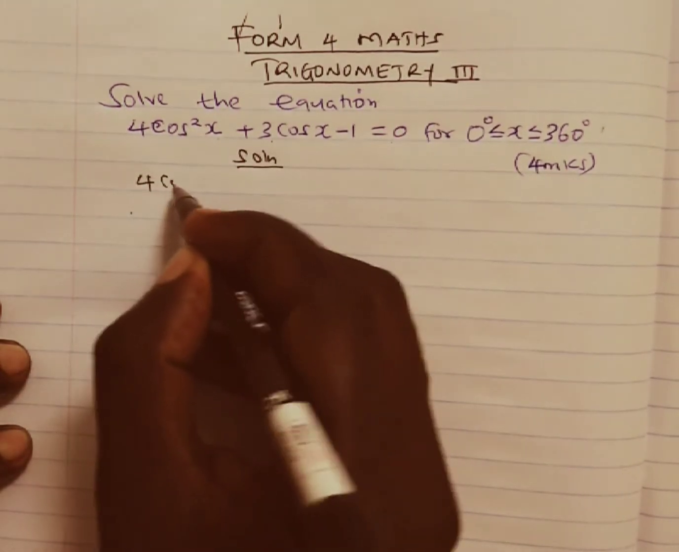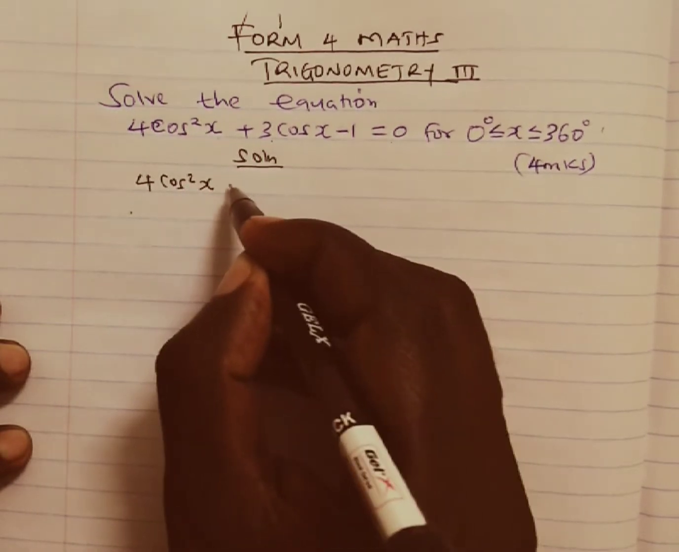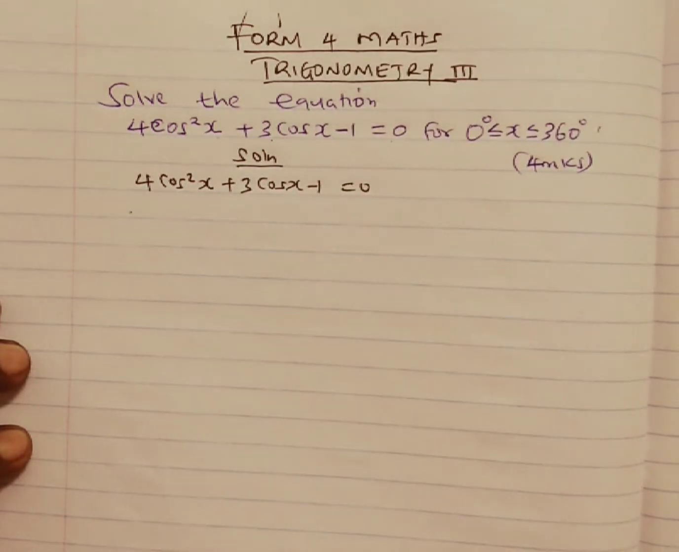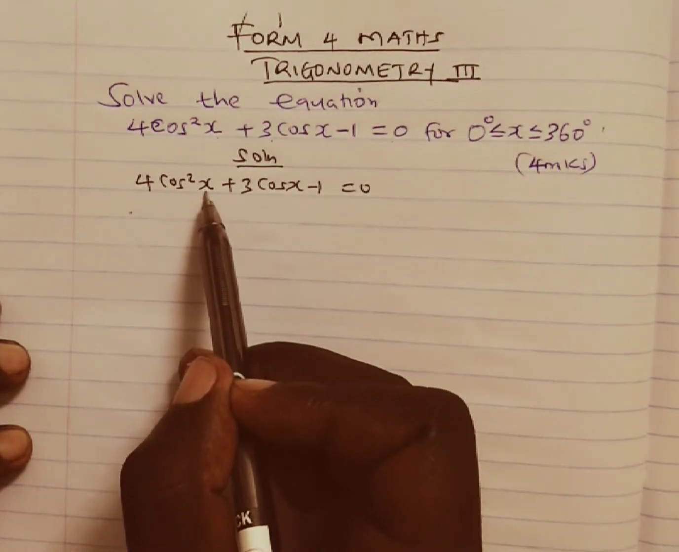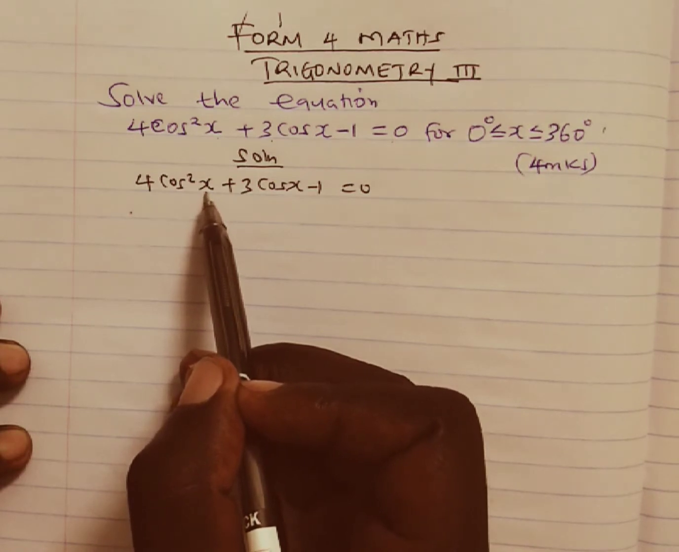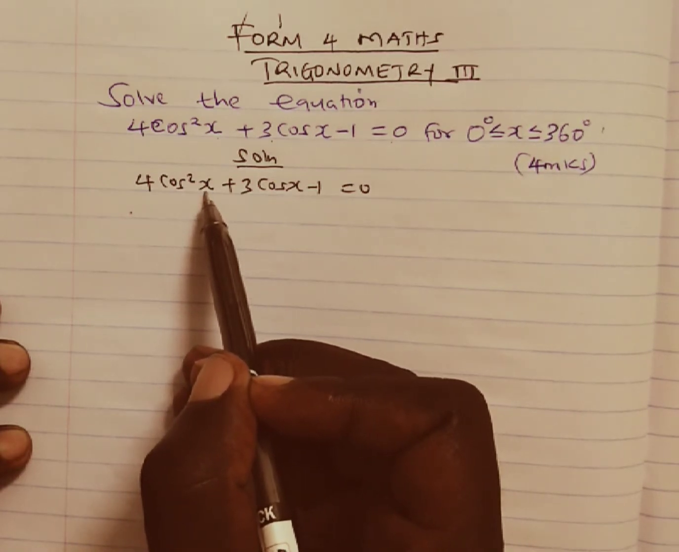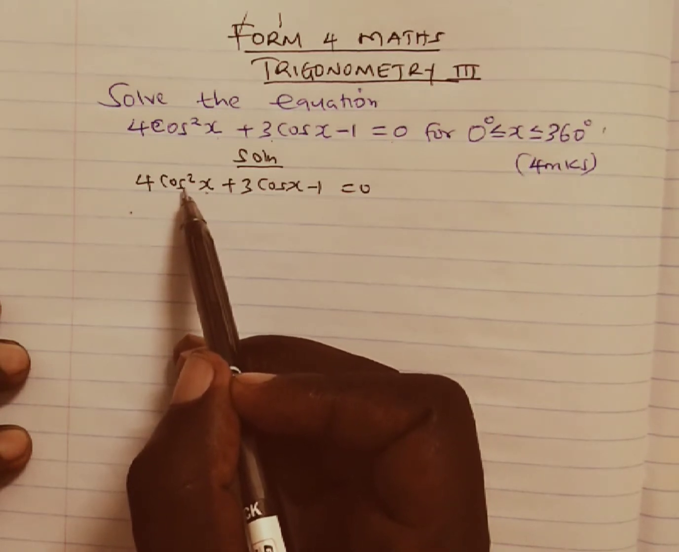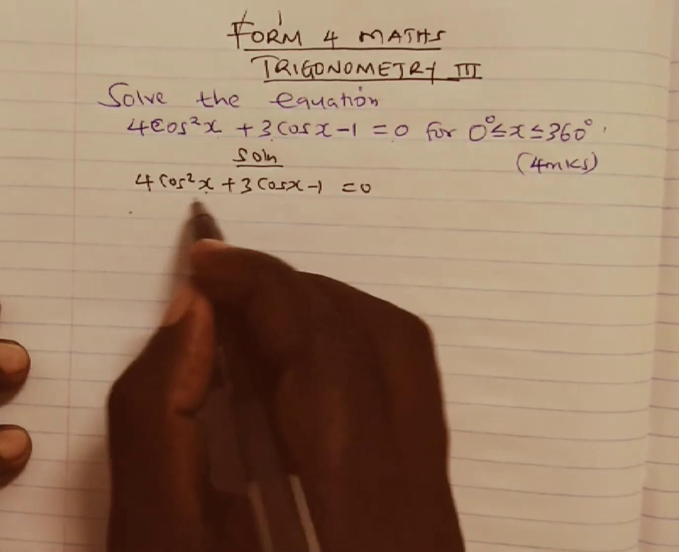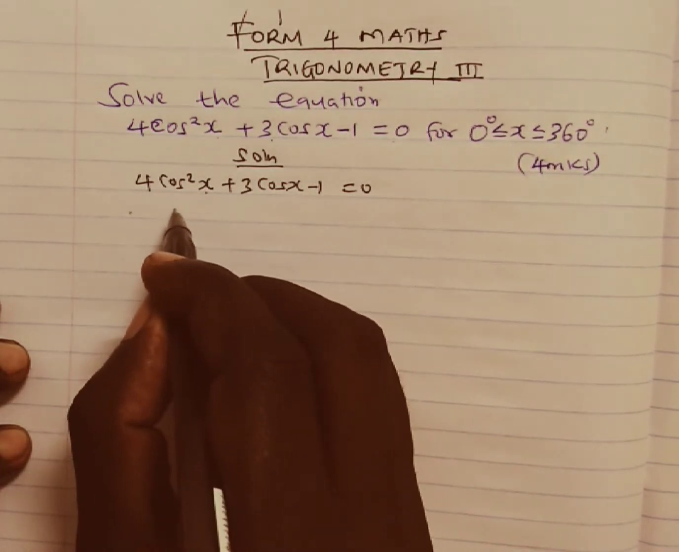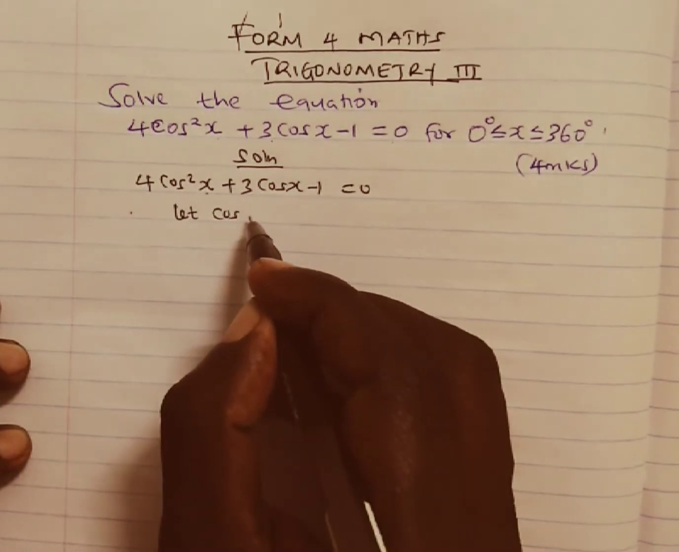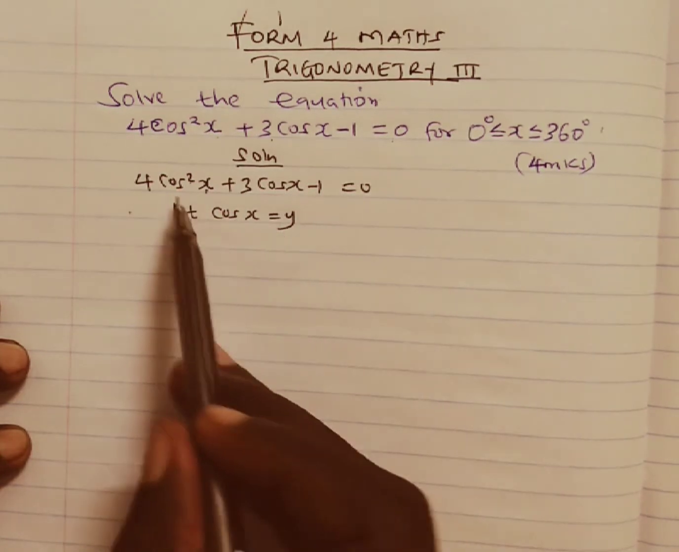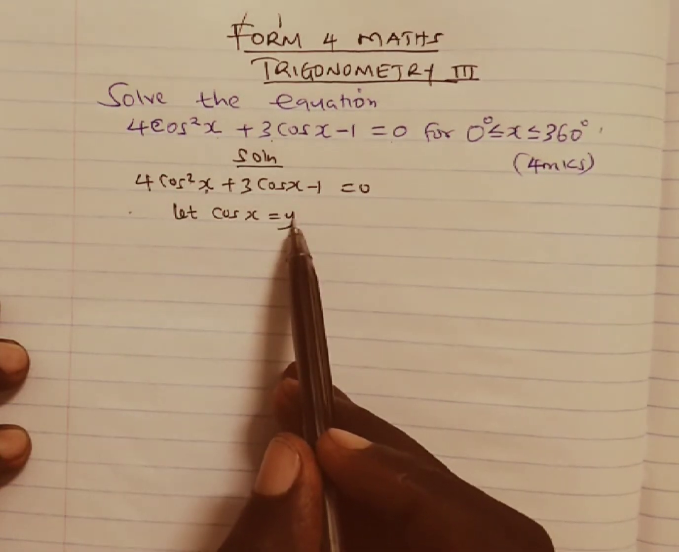We have 4 cos squared x plus 3 cos x minus 1 is equal to 0. We have x, which represents the angle, and the angle is never squared. We only square the ratio, which is either cos, sine, or tangent. In working out this question, we can let cos x be, for example, y. If cos x is y and the cos is squared, we are going to have y squared.